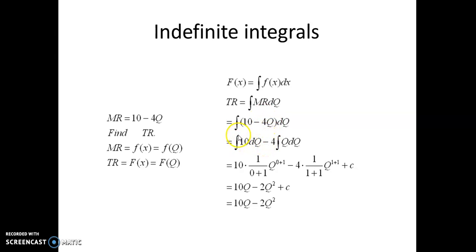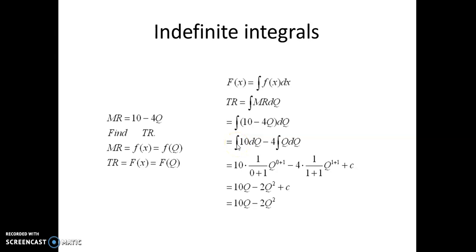So therefore, I'm going to have my indefinite integral of this constant 10 with respect to q. And then I've got minus 4q. So I'm going to take that constant in front of the integral sign. So it's minus 4. And then you have your integral sign. And in between your integral sign, you've got q. And then with respect to dq. So we treat these, integrate them separately, and then subtract.